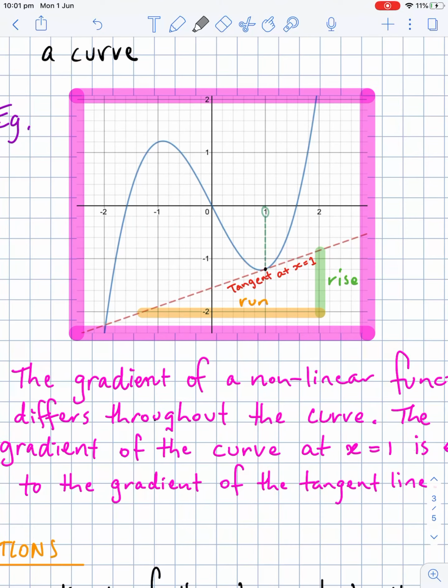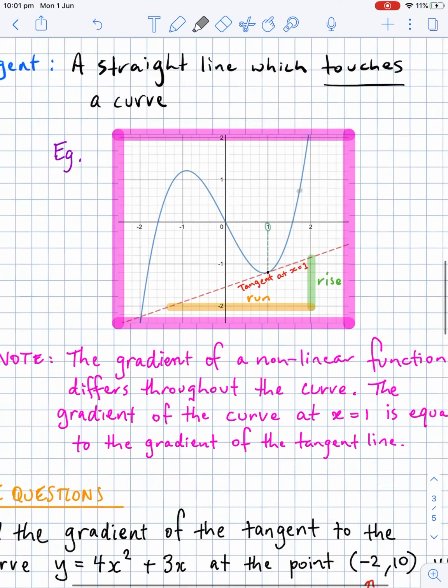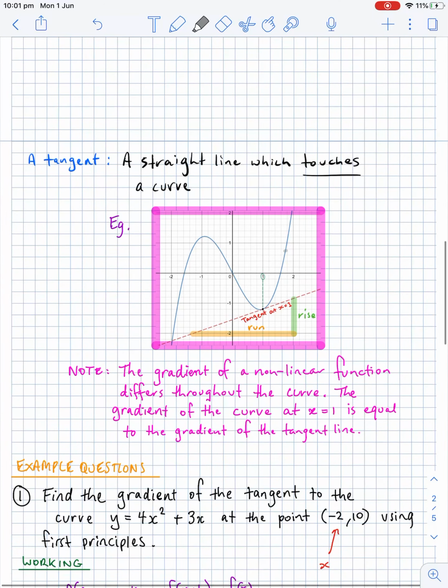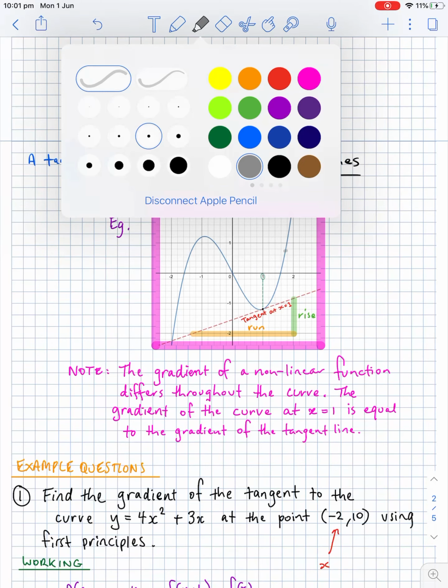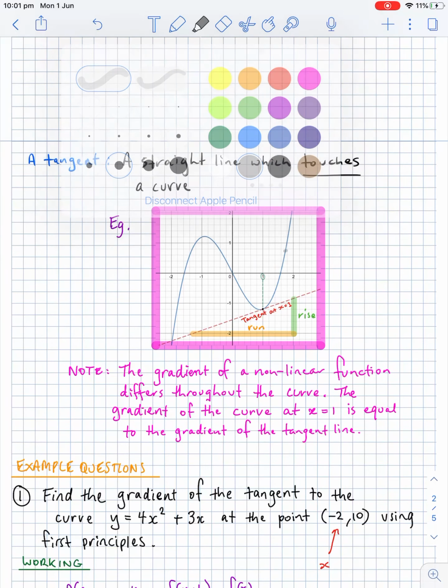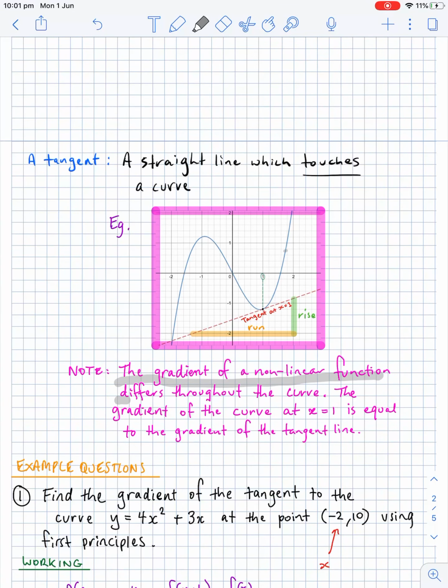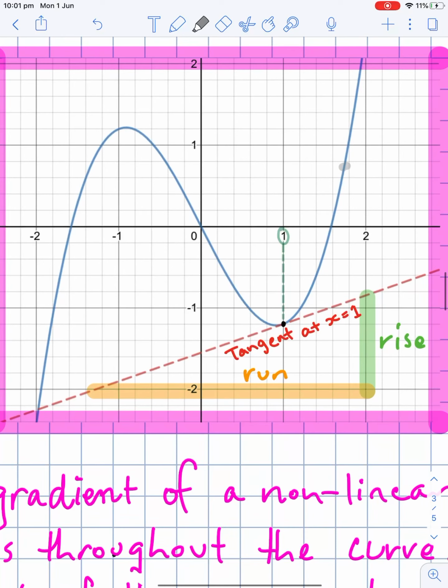You'll notice that with these tangent lines, if I made a tangent at this point or this point or this point, the tangent line would look different. It would have a different gradient. So you've got to note, as I say down here, that the gradient of a nonlinear function differs throughout the curve. The gradient of the curve at x equals 1 is equal to the gradient of the tangent line. So that's pretty much the definition of the tangent of these sorts of curves.